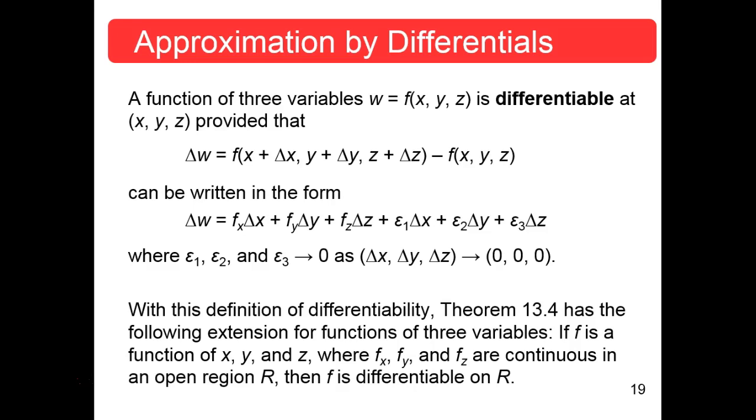And then you have three epsilons. An epsilon 1 for your delta x's, an epsilon 2 for your delta y's, and an epsilon 3 for your delta z's, where these three will approach 0 as delta x, delta y, and delta z are approaching 0, 0, 0. In other words, when these are getting closer to that, then if this works out, that's got to be that.